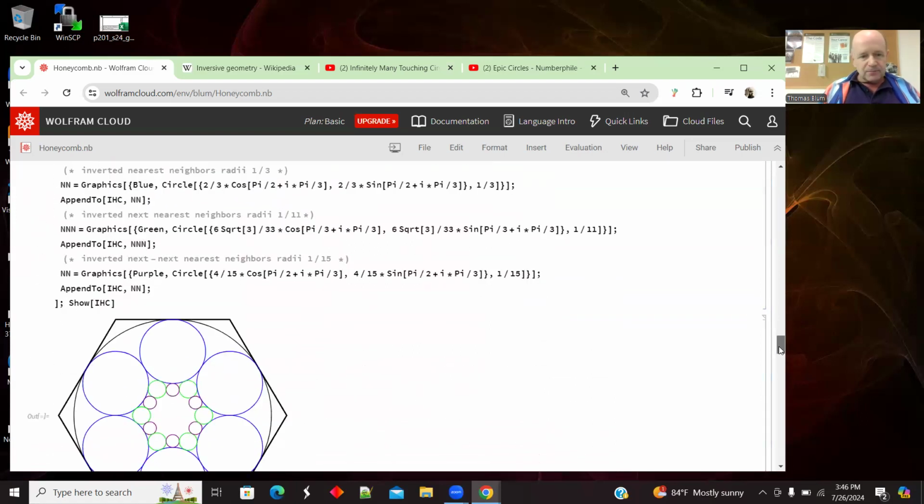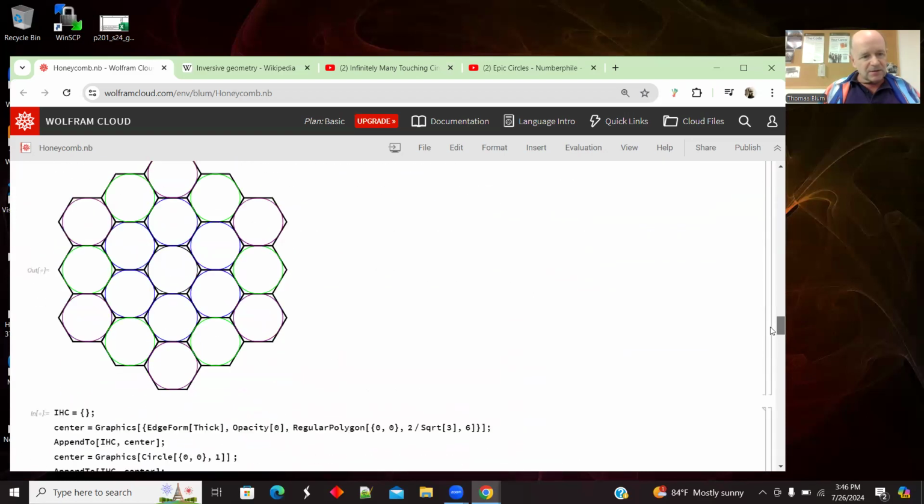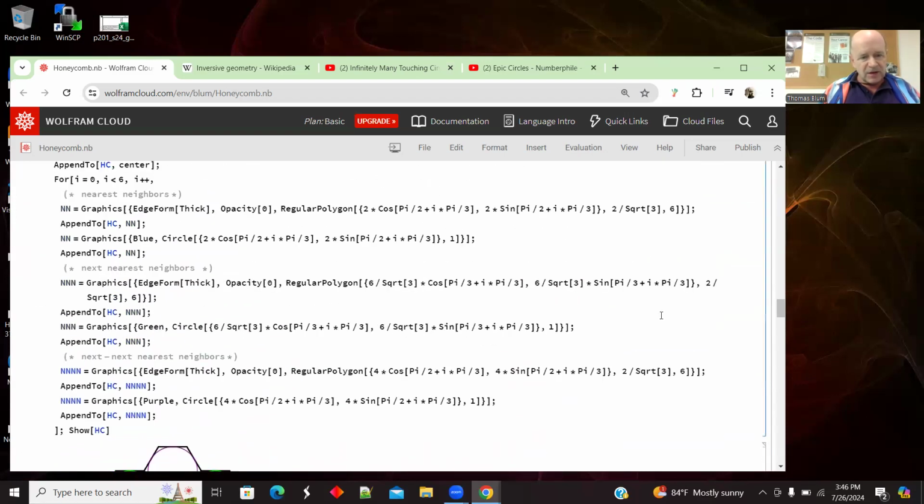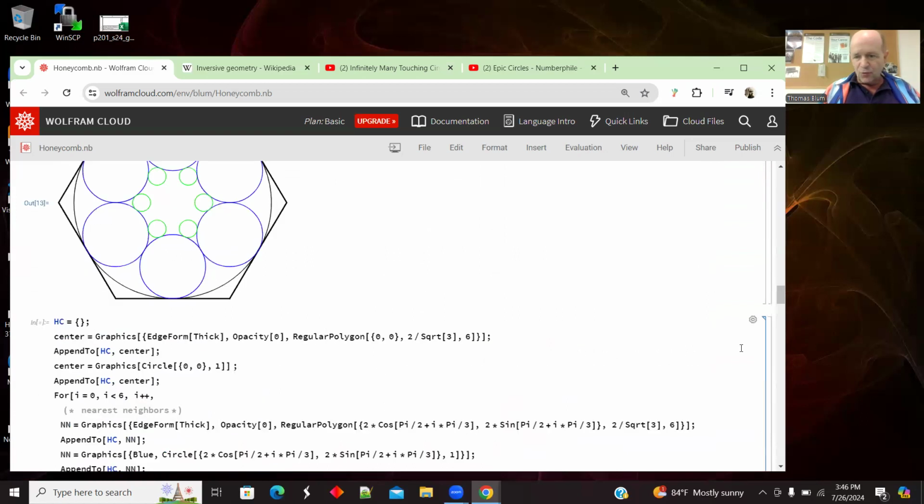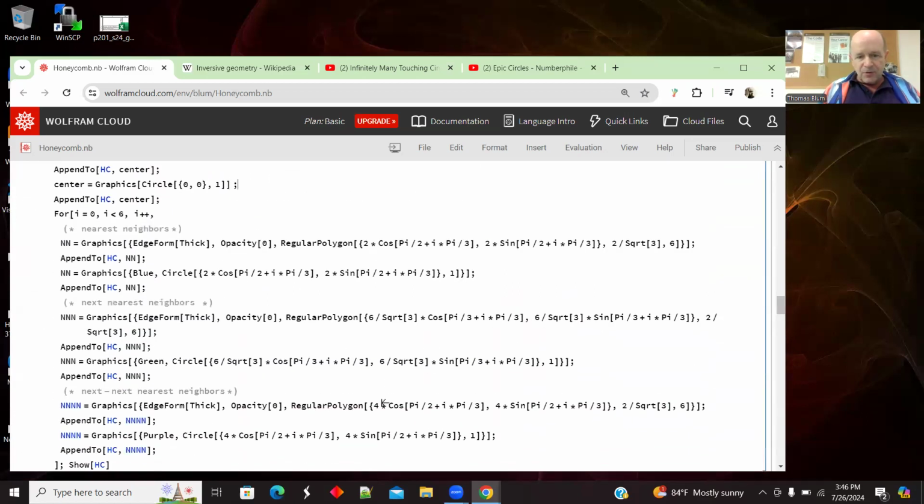And there it is. There's my 4. So the center of those circles is at a distance of 4, and the same angles as the first set. The angles are slightly different for the next nearest neighbors, but the next nearest neighbor and the original nearest neighbor are sort of angularly the same, and they're just twice as far away.